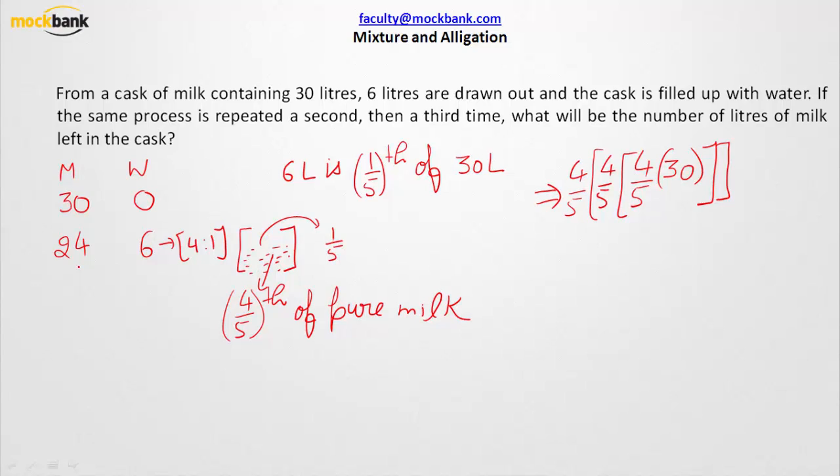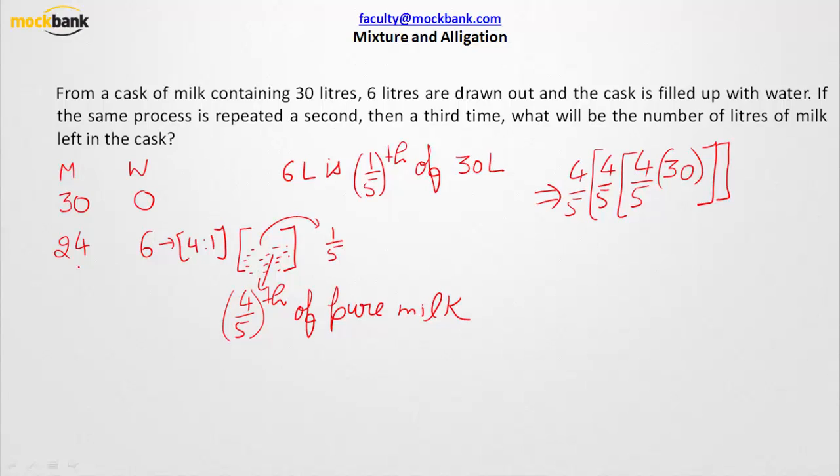How much water should come out? The water will be 1/5 of whatever you are taking out, because the mixture has milk and water in a 4:1 ratio. So whatever amount you take out would come in a 4:1 ratio only. So pure milk cannot come out. 1/5 of whatever you have taken out will be water. So that is how I suggest this method.